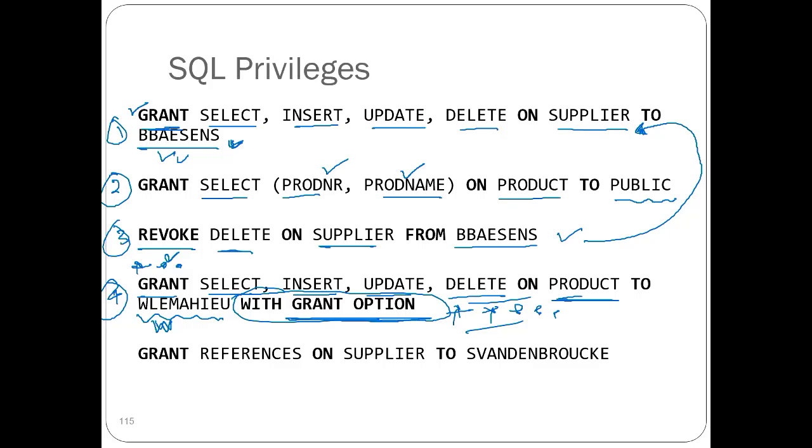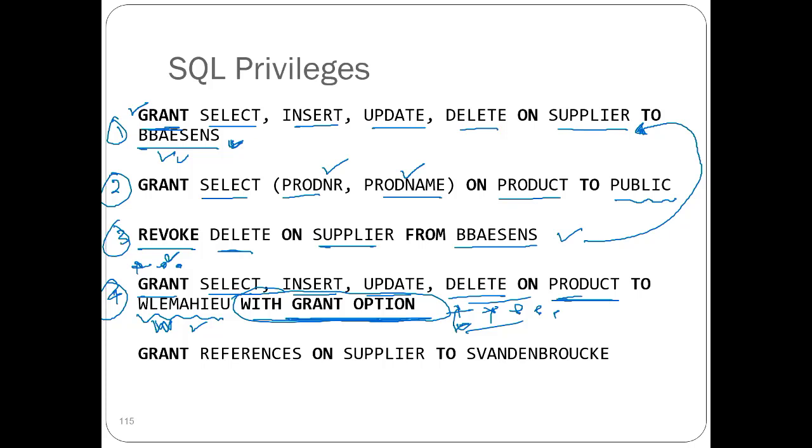Anyway, back to this one. Probably here it is making a lot of sense. Once you grant select, insert, update, delete on the product table to this user with the grant option, then the user can further propagate or pass on these privileges to other users, right?